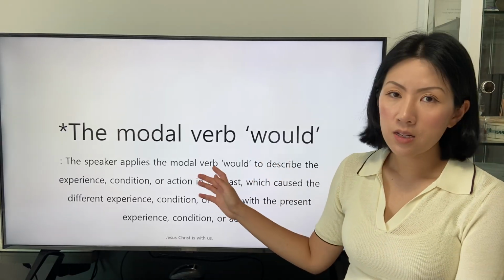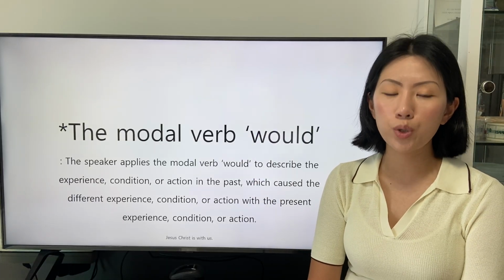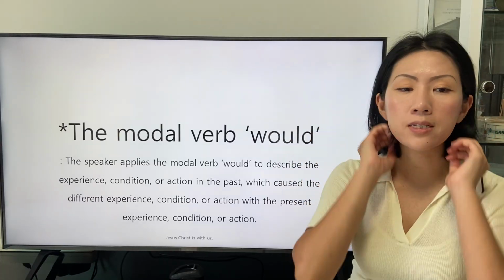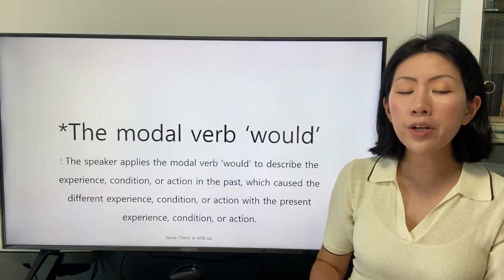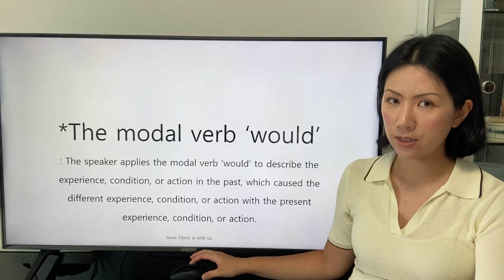Let's read the explanation. The speaker applies the modal verb would to describe the experience, condition, or action in the past, which caused the different experience, condition, or action with the present experience, condition, or action.